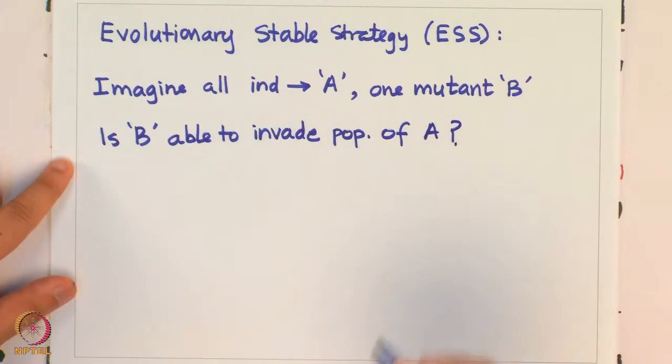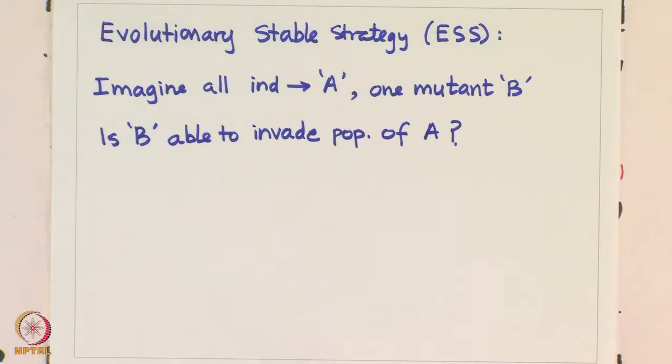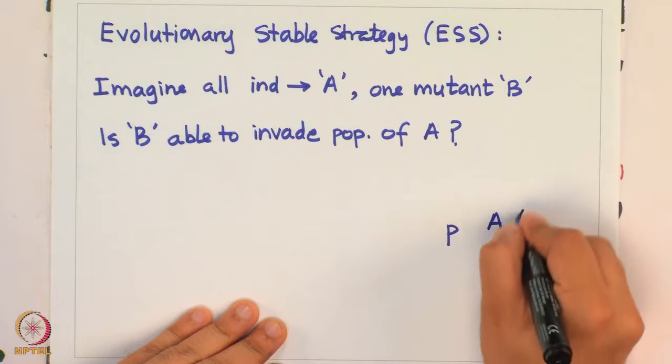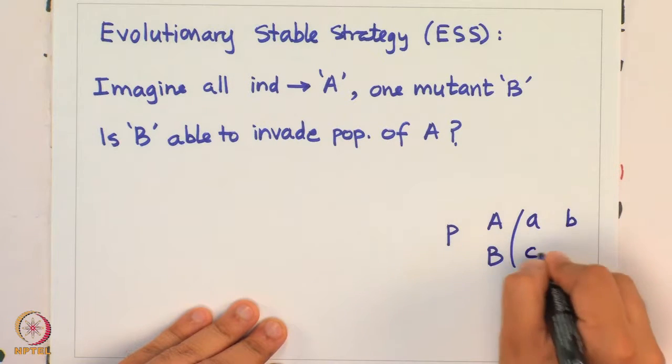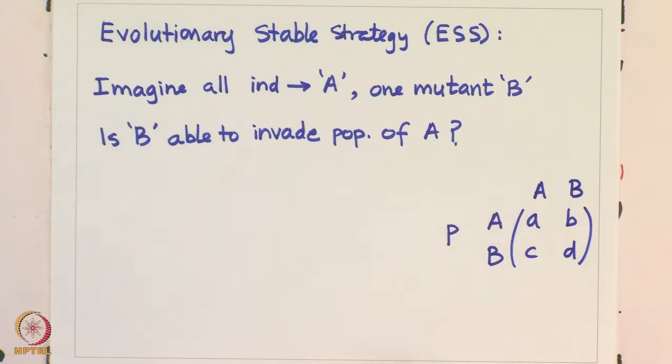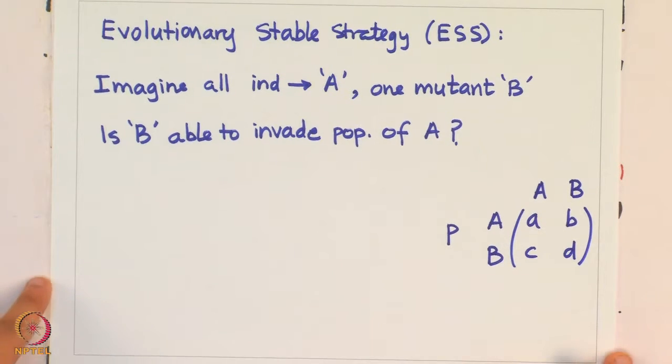That is the question. And if B is able to invade into the population of these A type individuals, then A is said to be a strategy which is not an ESS. On the other hand, if B is not able to invade into the population of A type individuals, in that case this A strategy is an ESS. So if my payoff matrix looks like this, how can we comment if a particular strategy is an ESS?